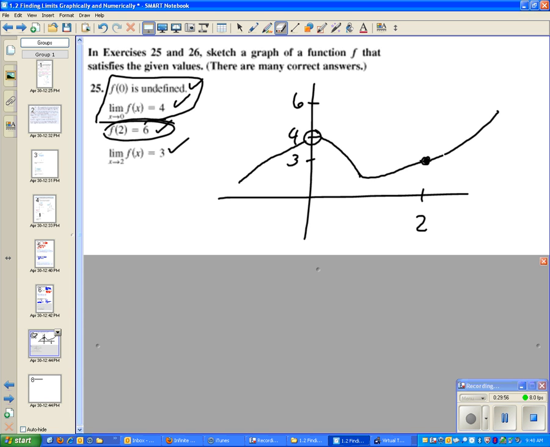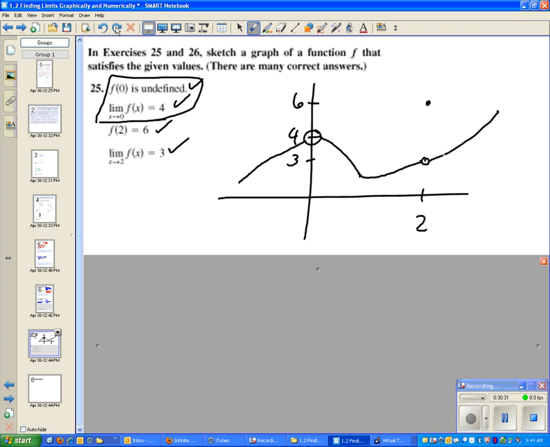Since it's a function, it can't have a value here and here, because then it fails the vertical line test. It's not a function. It would just be a relation. So that's why there's got to be a hole right there. So that's what it ought to look like. Does that help?